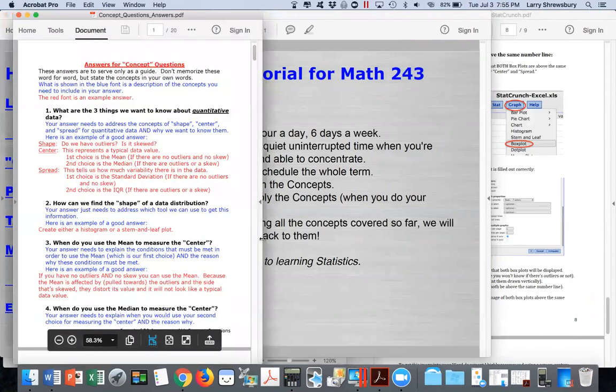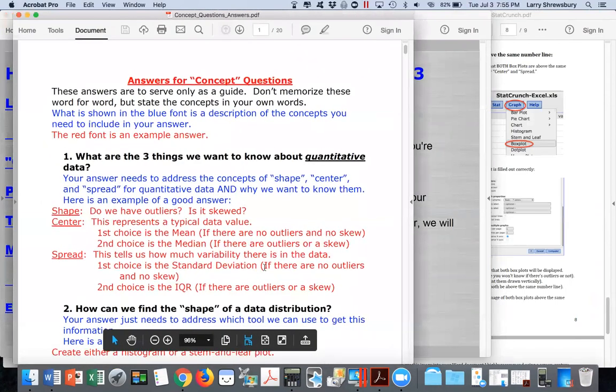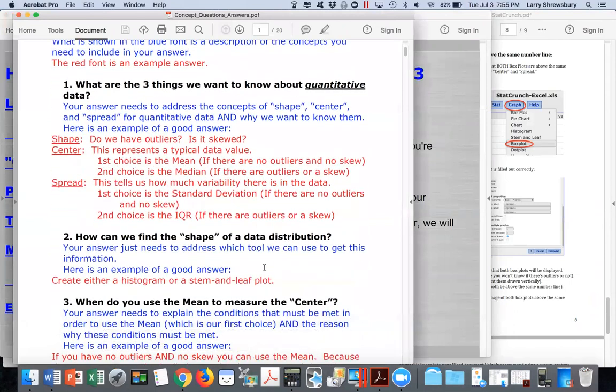And so what you're doing right here is you are applying concept question number 1. So let's go over this, because if you don't know this concept, well, you're going to be making a lot of mistakes on this assignment. Shape. So do we have outliers? Is it skewed? So look at the box plots to tell if you have outliers. Use the histogram or stem and leaf displays to determine if it's skewed.